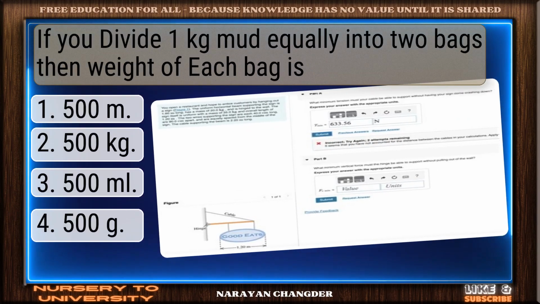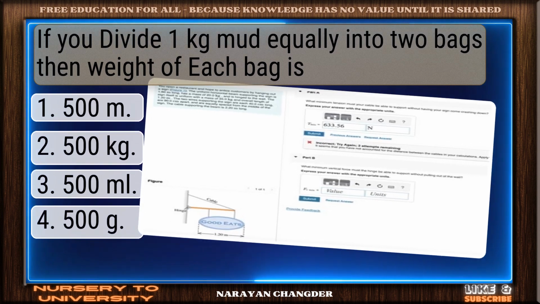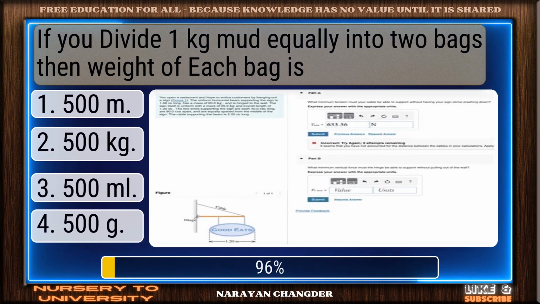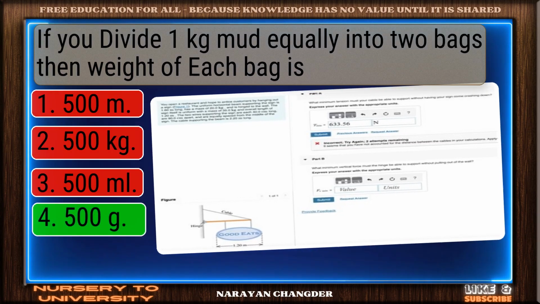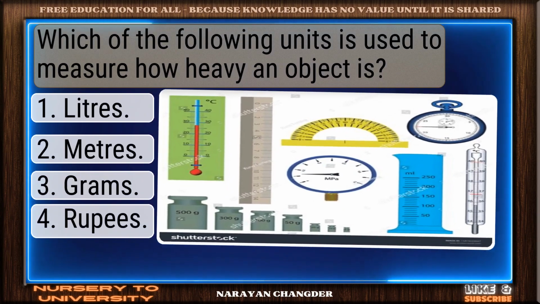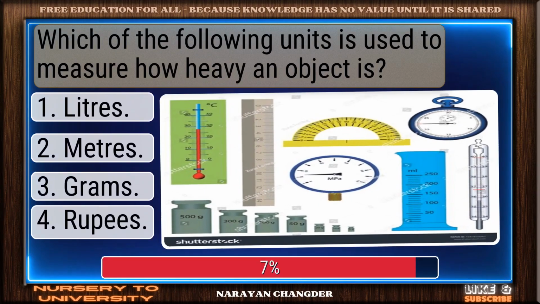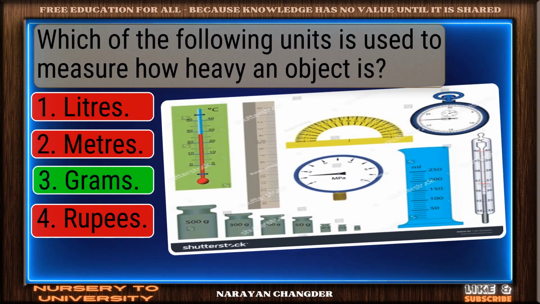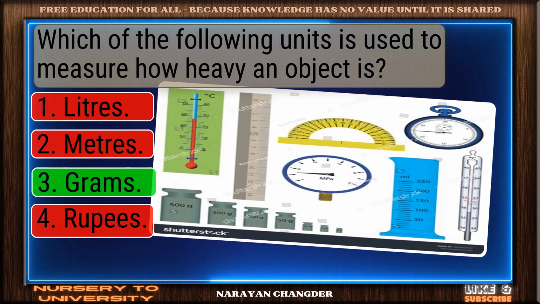If you divide 1 kg mud equally into 2 bags, then the weight of each bag is. Good thinking. 500 g is the right answer. Which of the following units is used to measure how heavy an object is? Correct. Grams is the right answer.